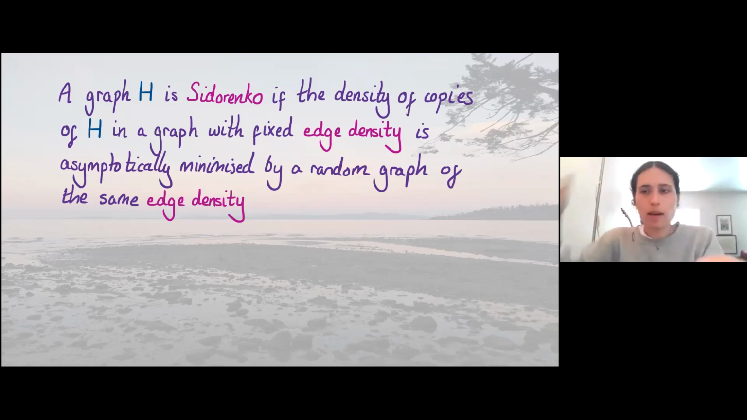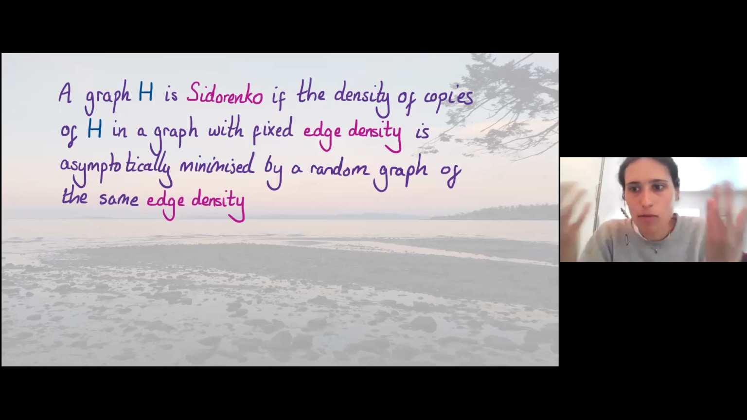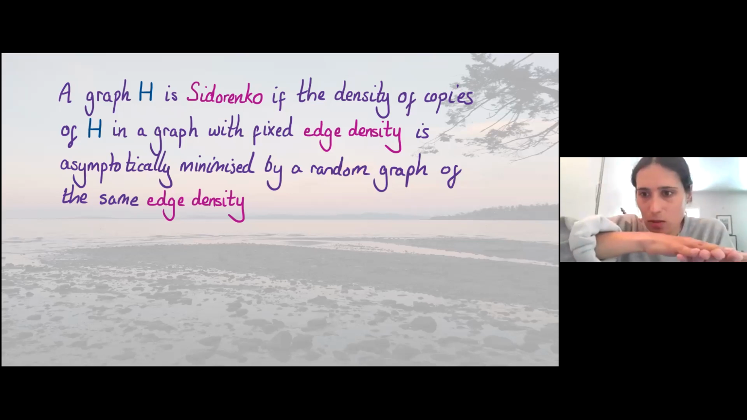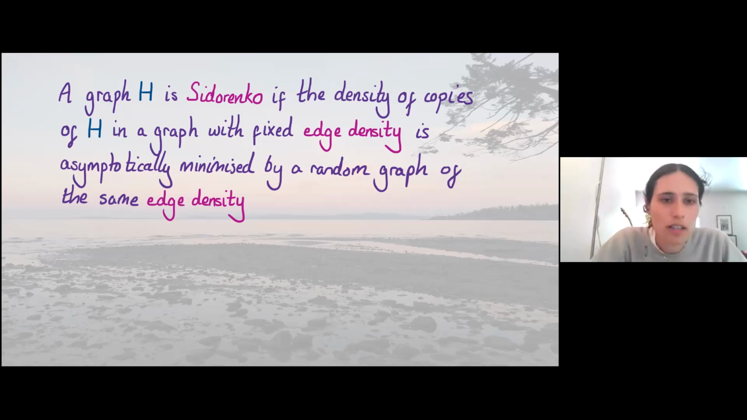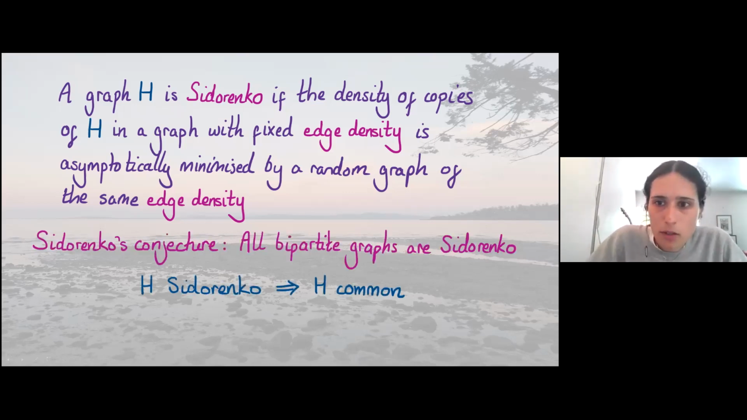So you can say the number of red triangles in this graph is at least the number of red triangles in a random graph with the same density as what you have here. I'm not going to spend that much time talking about Sidorenko, so I wouldn't worry so much about it. But I'm sure you've heard of Sidorenko's conjecture, which says that all bipartite graphs are Sidorenko. Perhaps if you haven't heard of it, you can convince yourself why it doesn't make sense to think about a non-bipartite graph for Sidorenko's conjecture.